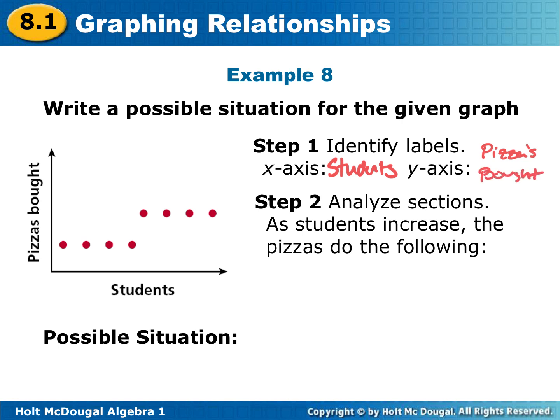Now, the next thing we need to do is analyze and come up with a situation. Well, here's what I know. To me, this looks like, hey, this student bought one pizza. This student bought one pizza. This student bought one pizza. This student bought one pizza. Uh-oh, what happened next? How many pizzas did this student buy? How many did this one buy? 2 and 2. So you've got to come up with some scenario. Here's the scenario that I would say.